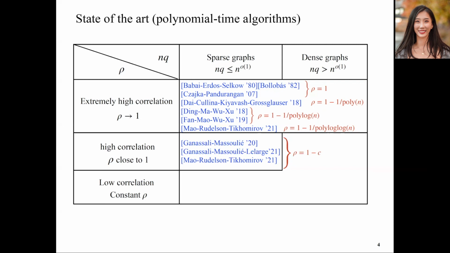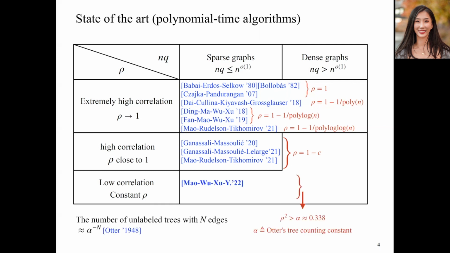These algorithms can work when the correlation is some constant that is smaller than 1. However, they have two limitations. First, these algorithms only work for sparse graphs. Second, these algorithms only work when the correlation is some constant that is really close to 1 and is unspecified. In our work, we show that our algorithm could work as long as this correlation is larger than the square root of this Otter's tree counting constant.